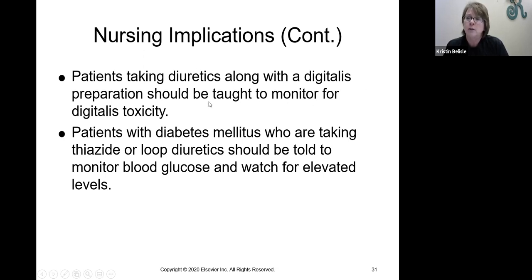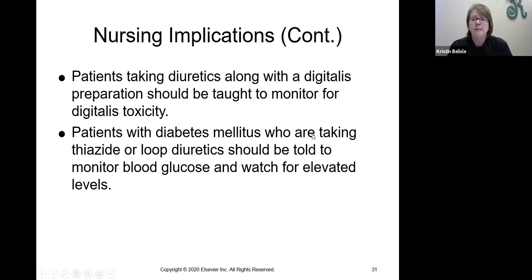What's the number one sign or symptom of dig toxicity that we see? We see visual disturbances and halos, green or yellow halos around lights. You should know that. If I'm given dig and I'm dig toxic, this is what I see.